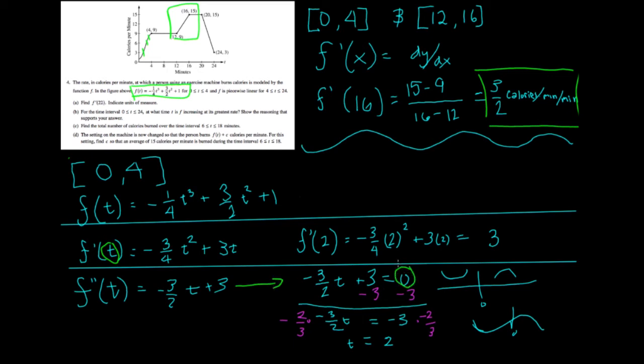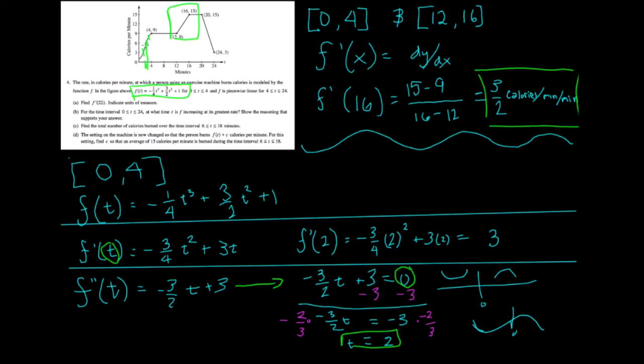It could be increasing at its highest rate here, here, or here. We don't know. So we have to take the second derivative, which is negative 3 over 2 times t plus 3. And with that, we're going to set it equal to 0 right here. And we have to find out what t is equal to in order to make this equation true. So we just do a little math. So subtract 3 from each side, and then multiply both sides by negative 2 over 3, and we get t is equal to 2.